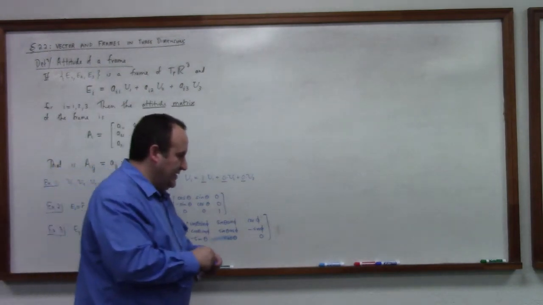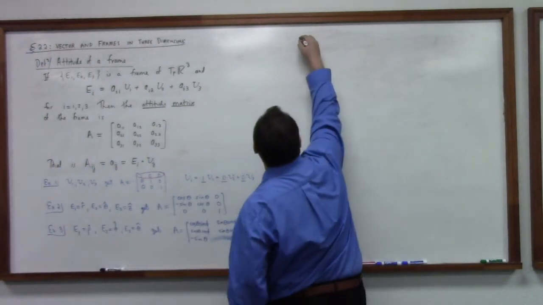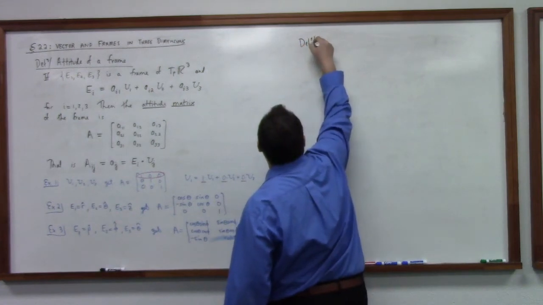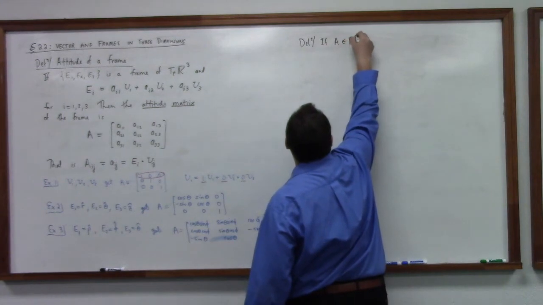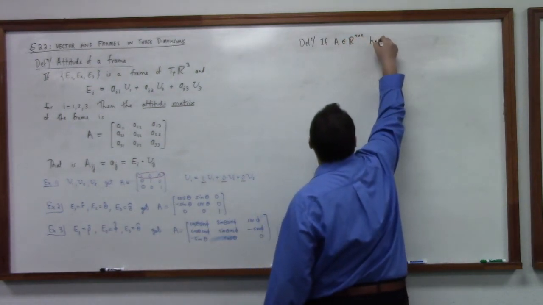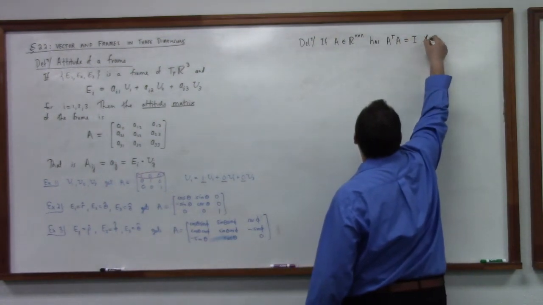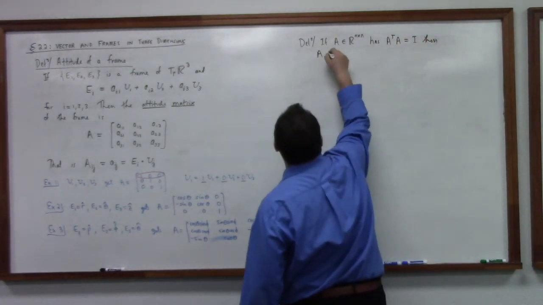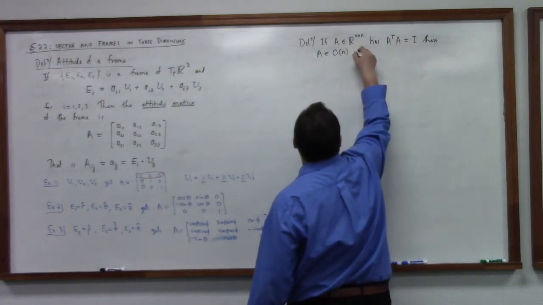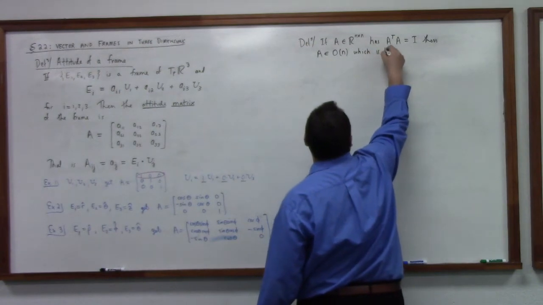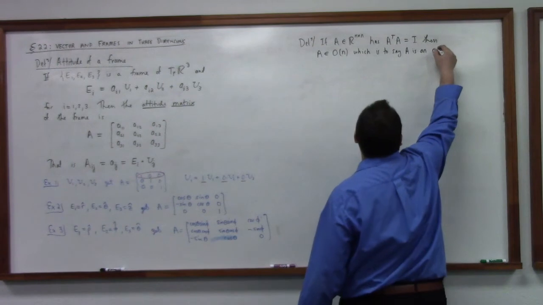And what can we say about this attitude matrix? Definition: if A in R^(n by n) has A transpose A equal to the identity, then A is an element of O(n), which is to say A is an orthogonal matrix.